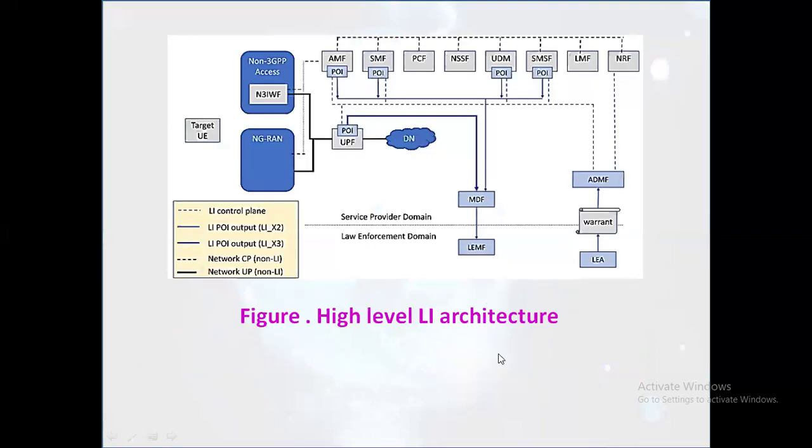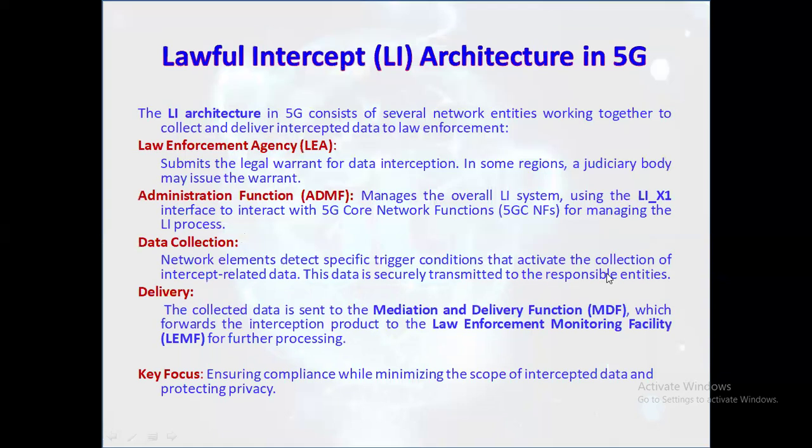Next, lawful intercept LI architecture in 5G. So this is the high level LI architecture. If you are considering NG or non-3GPP access, we have DN, UPF, AMF, SMF. These we have seen in lecture number 9, right? And ADMF, warrant, this is LEA. And coming into the architecture, the LI architecture in 5G consists of several network entities working together to collect and deliver intercepted data to law enforcement.